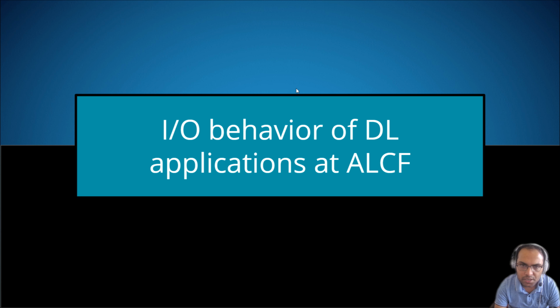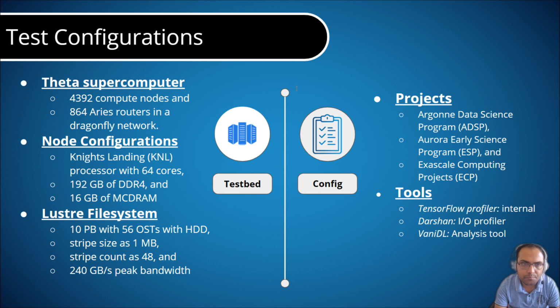To achieve a representative benchmark, we need to first understand the I/O behavior of scientific deep learning applications. As a use case, we use applications present in Argonne Leadership Computing Facility from various current projects. For this study, we utilize the production supercomputer at ALCF, Theta. All applications are part of ongoing projects in Argonne targeted towards the next exascale era, such as Argonne Data Science Program, Aurora Early Science Program, and exascale computing projects.